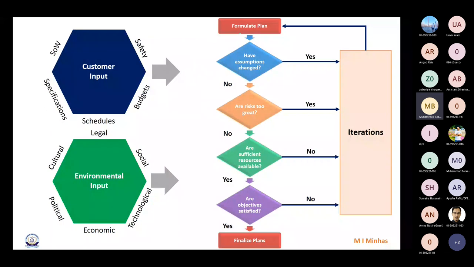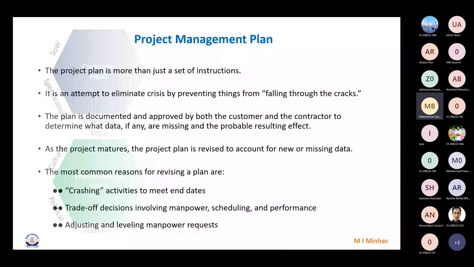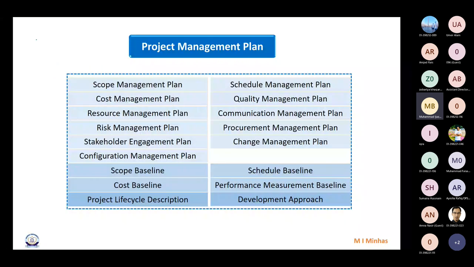And this is what a plan would contain. It would have the 12 plans here, then three baselines plus the combined baseline, which is called the performance measurement baseline, which is a combination of the schedule, scope, and cost baselines, and two other things that are the life cycle description and the development approach, right? So this is what we get. We call it the project management plan, and that is the outcome of all the planning activities that are done.